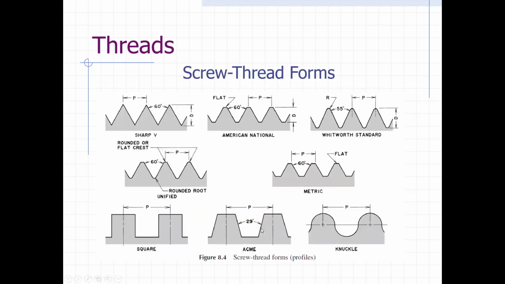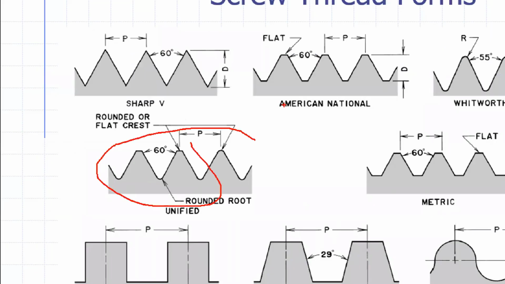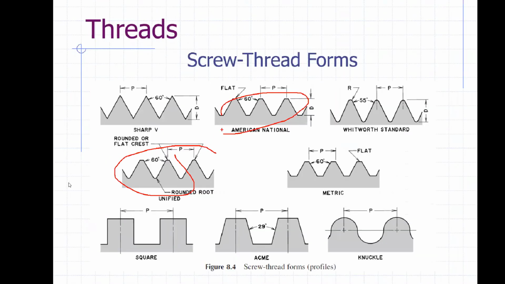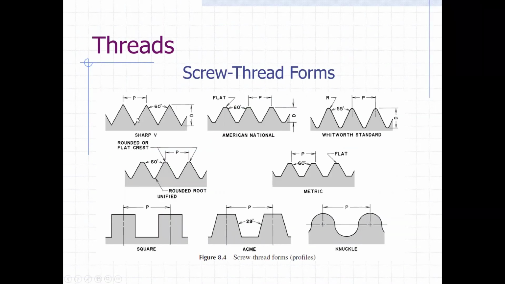There are different types of thread forms. Typically we'll see the 60-degree unified, which is kind of this one right here, or American National, or just the Sharp V. Those are your common threads. There's some specialty threads like the Acme or square threads. Any idea? Well, first of all, you see the knuckle thread there. Have y'all ever seen any knuckle threads on anything?